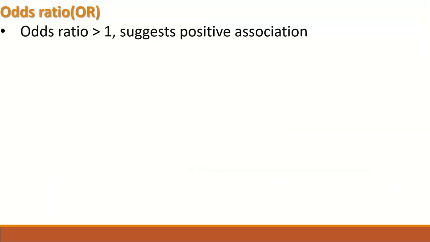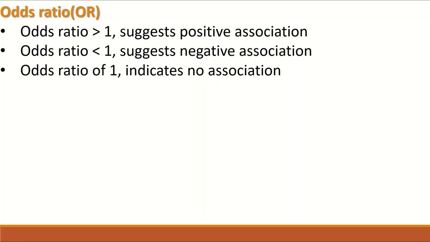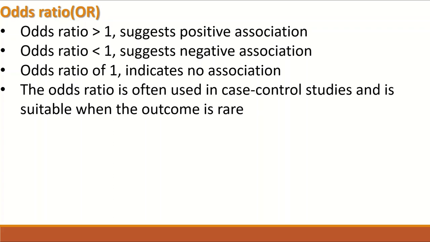So when the odds ratio is greater than 1, this suggests a positive association. When the odds ratio is less than 1, this suggests a negative association. And an odds ratio of 1 indicates no association. The odds ratio is often used in case control studies and is suitable when the outcome is rare.